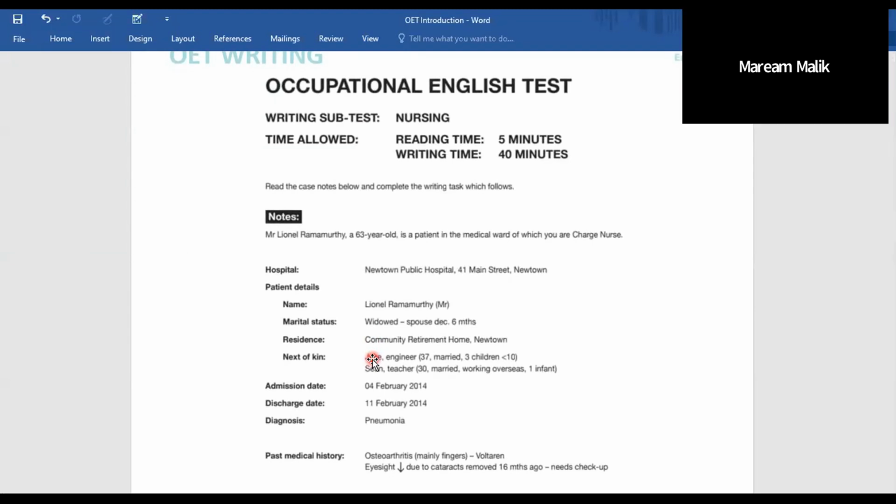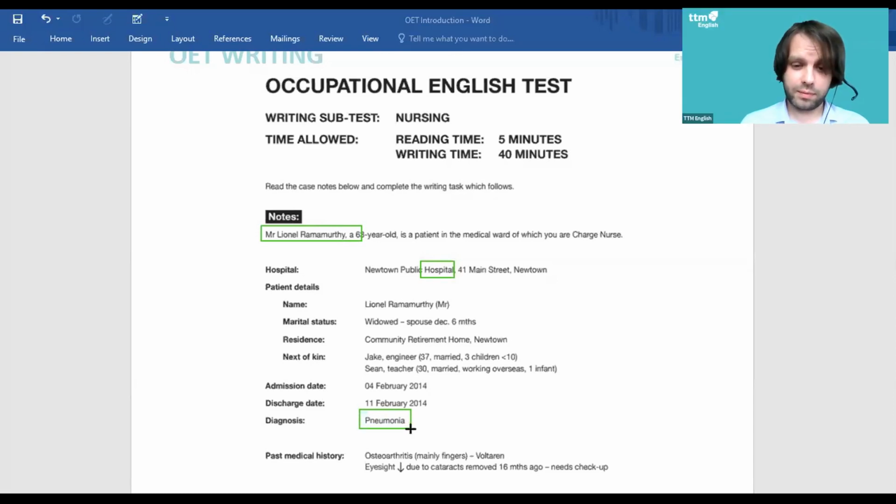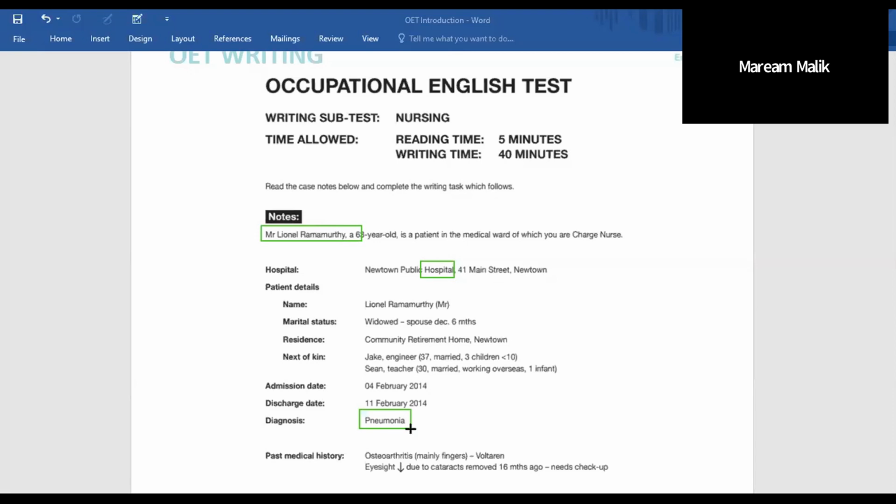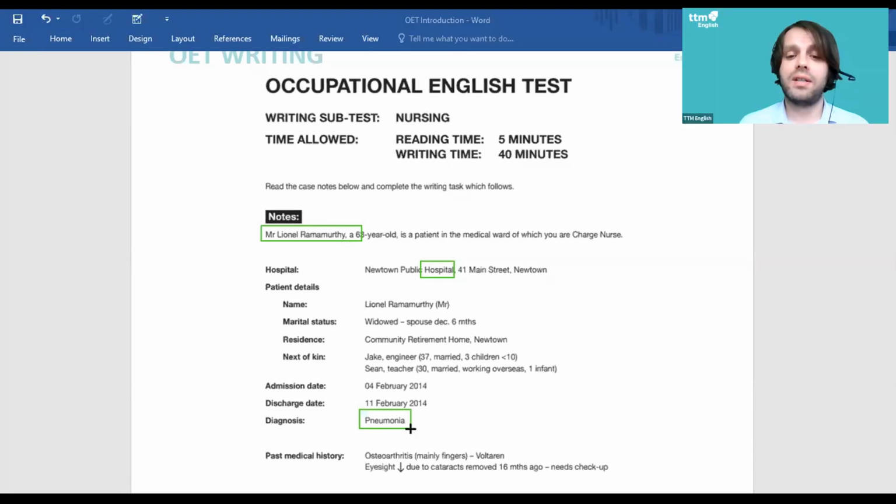Yes. Who is Ramamurthy? It's Mr. Ramamurthy. That's the who. Who? Everyone? Hospital. Where? Mr. Ramamurthy is in hospital. Good. And why? It's pneumonia. Pneumonia. Do we know the cause of the pneumonia? No. Okay, so we're just going to write a very simple sentence now, guys.